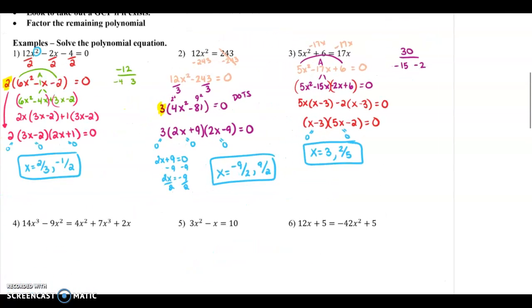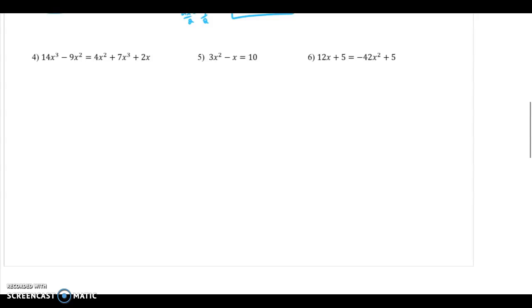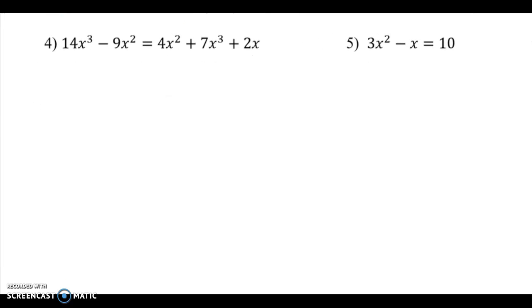Keep going here. All right, this one's a little bit longer. So this one, I'm going to have to move everything to the left because my leading coefficient, if I subtract 7x cubed over here, I'm still going to get a positive 7x cubed, which is good. That's what I want. And then subtract the 4x squared. That's going to give me a negative 13x squared. And then subtract over the 2x.